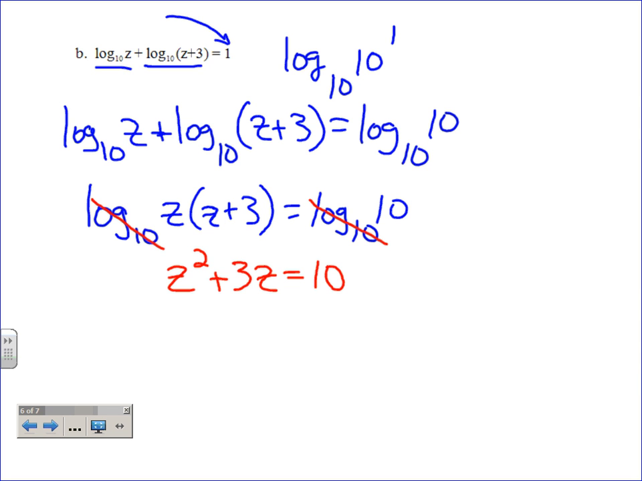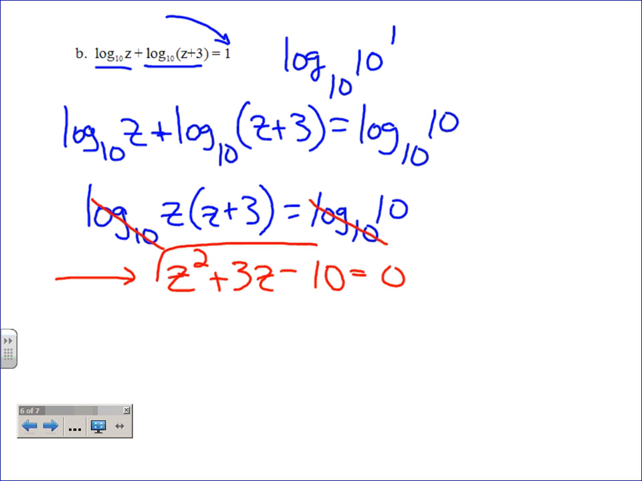Now, somebody has already mentioned what's going to have to happen here. Either quadratic, or you could try key number. It's up to you. But whether you try key number or quadratic, what has to be true? It has to equal 0. So let's subtract the 10 over to the other side. Yeah, this will work out really well, actually.